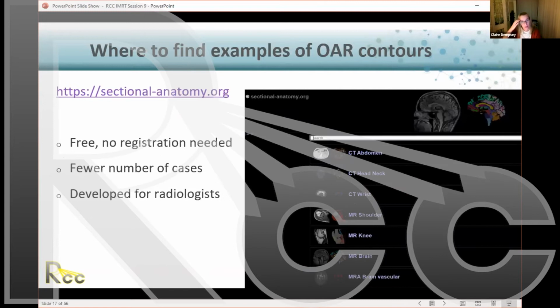Another example is this website called Sectional Anatomy. It's free and you don't need to register. It doesn't have as many cases. So the ones listed here are probably the main ones that you might be interested in. And this was a website developed for radiologists. So it's probably less informative from a radiation oncology perspective, but still really interesting to see the different imaging types as well and the structures that you can see within different imaging types. So it's worthwhile visiting that one as well.